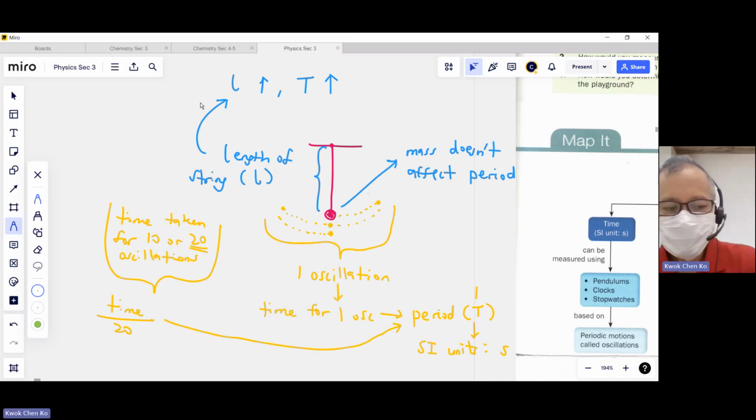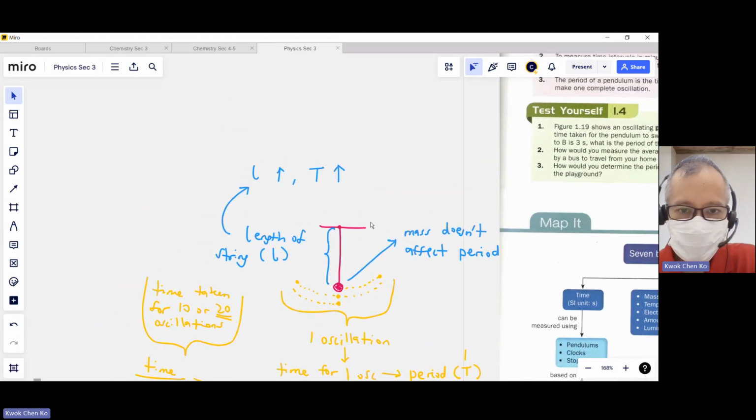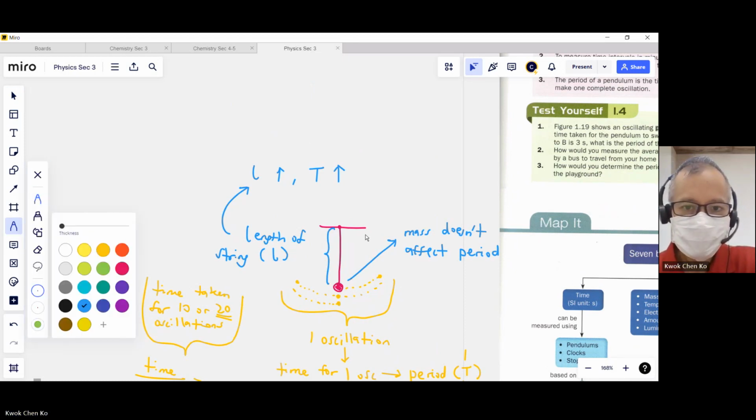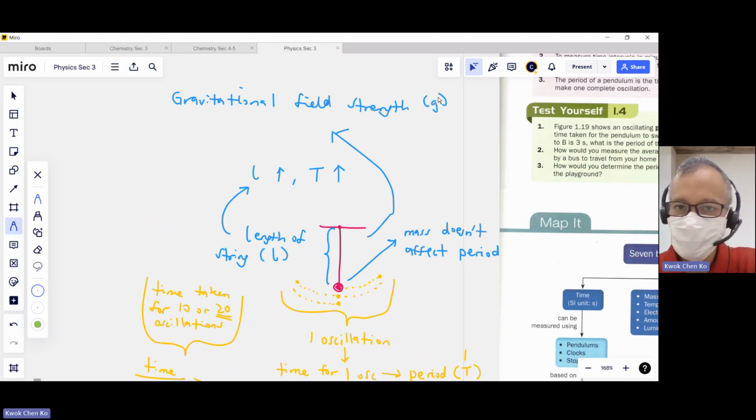Now, the other parameter that affects the period is not so obvious. You can't see it from this setup. That would be gravitational field strength. Here, the symbol will be G. There are units for this, but I won't go into the units right now. So it affects the period.